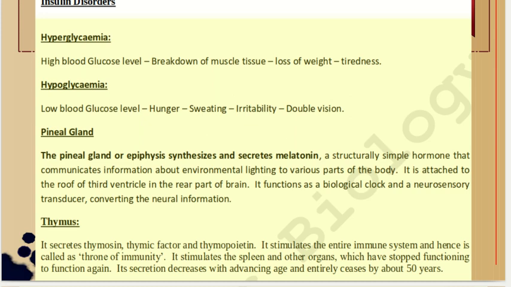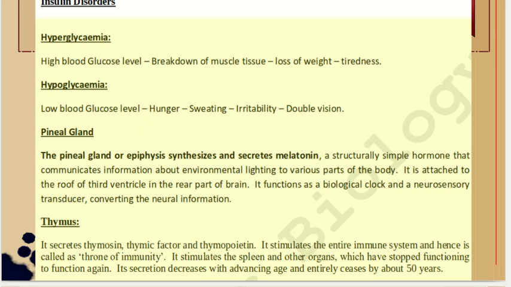Pineal gland. The pineal gland or epiphysis synthesizes and secretes melatonin, a structurally simple hormone that communicates information about environmental lighting to various parts of the body. It is attached to the roof of the third ventricle in the rear part of the brain. So the pineal gland functions as a biological clock and a neurosensory transducer, converting the neural information.